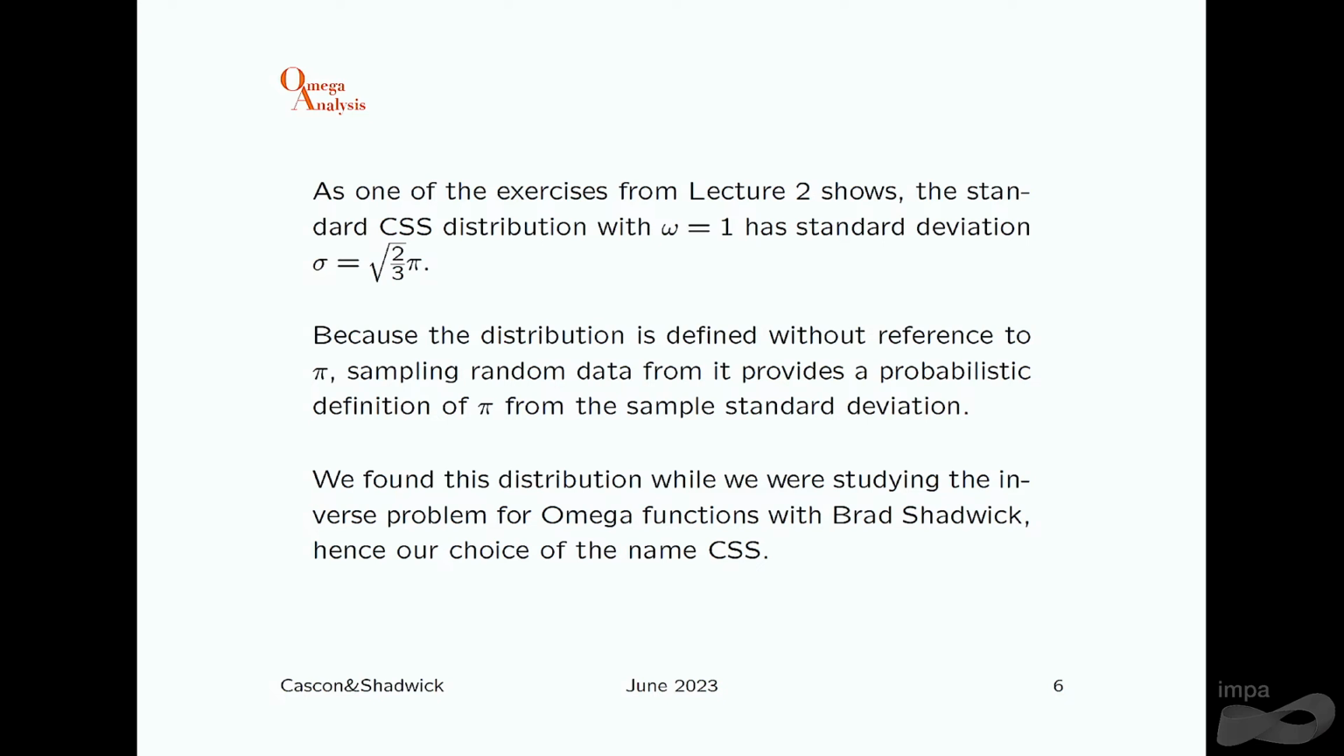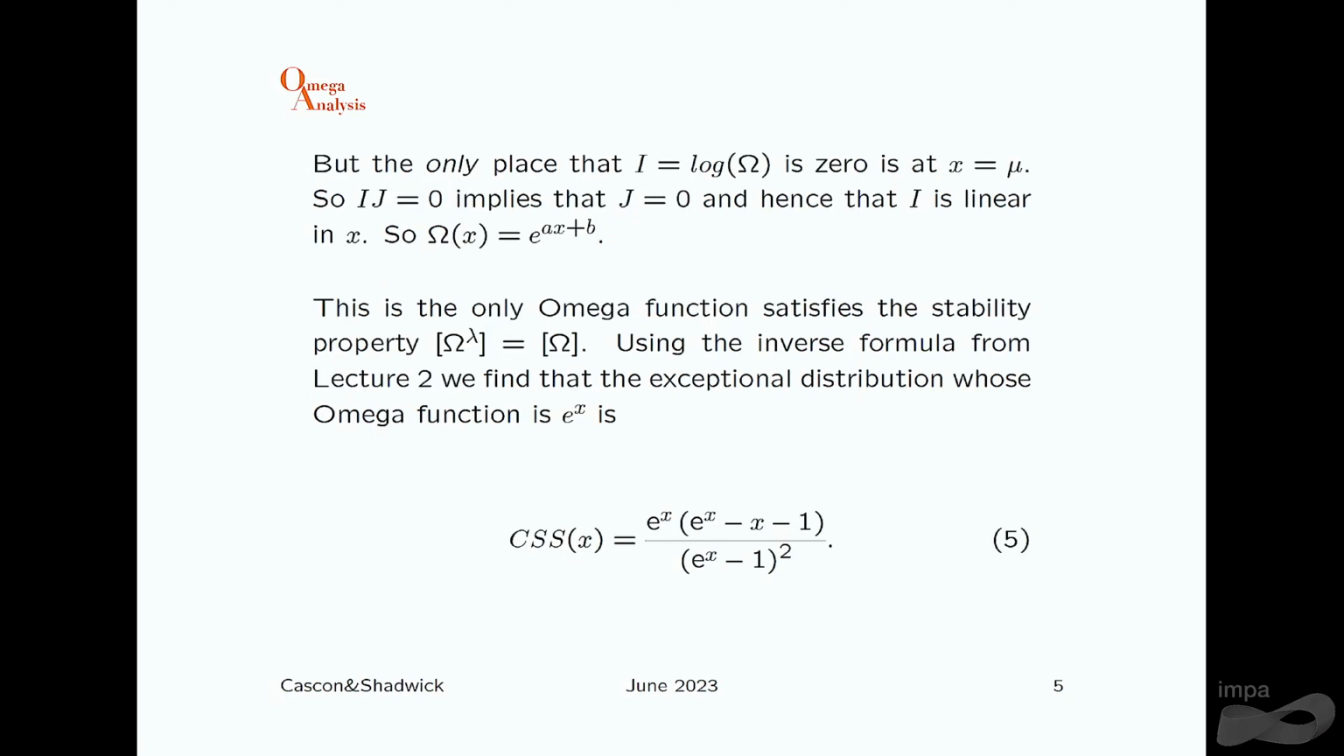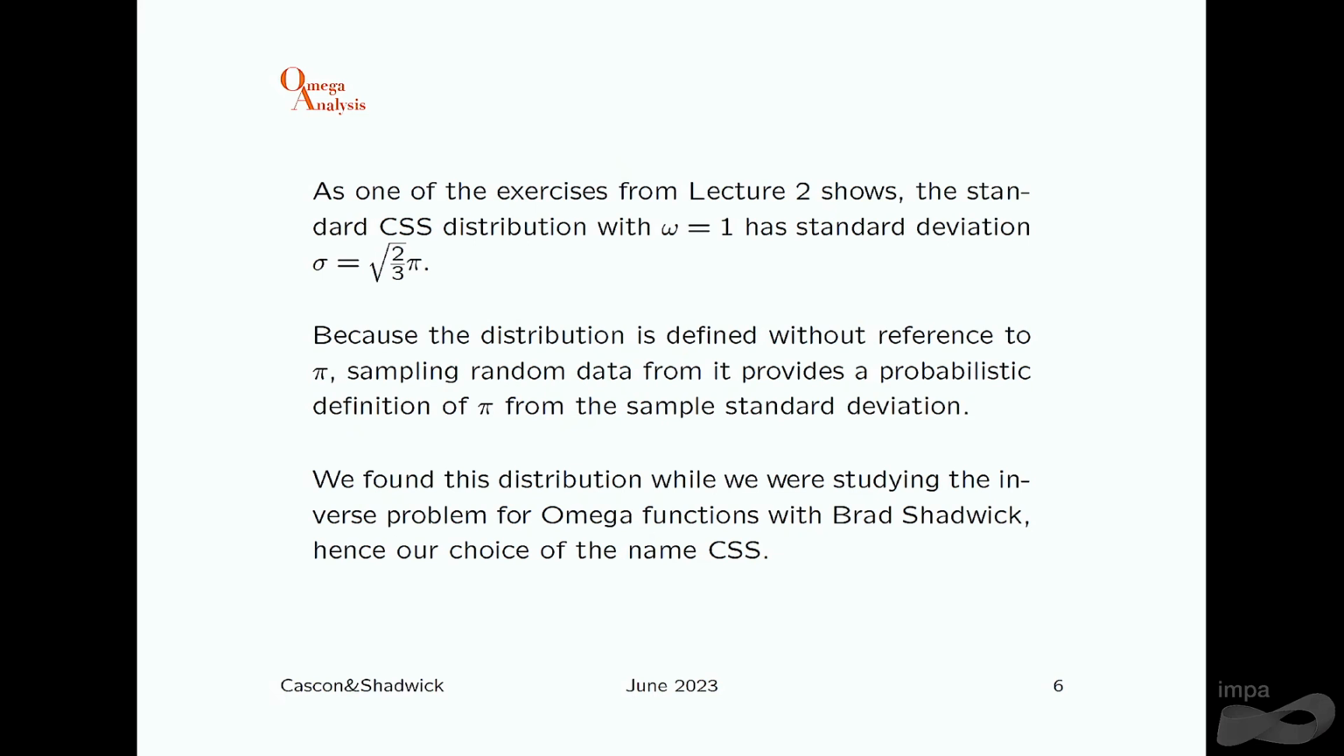And one of the exercises from last time was to show that this standard CSS distribution has a standard deviation that's the square root of 2/3 times pi. Now, there's no pi in the definition of CSS. We didn't need to know what pi was in order to write down this distribution. And so, of course, we don't need to know what pi is in order to make random samples from this distribution. And if you do, you should try that.